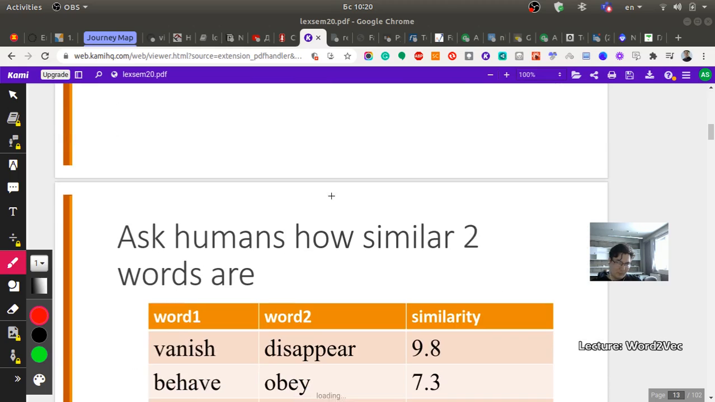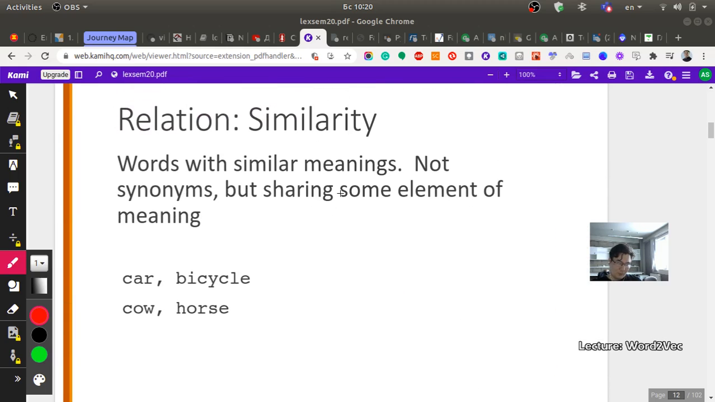Not synonyms, but for example car and bicycle are not synonyms. They are not the same things, but they share some common things. Like cow and horse, they are domestic animals. Car and bicycle are transportation vehicles. And by using this, we can see what to do.